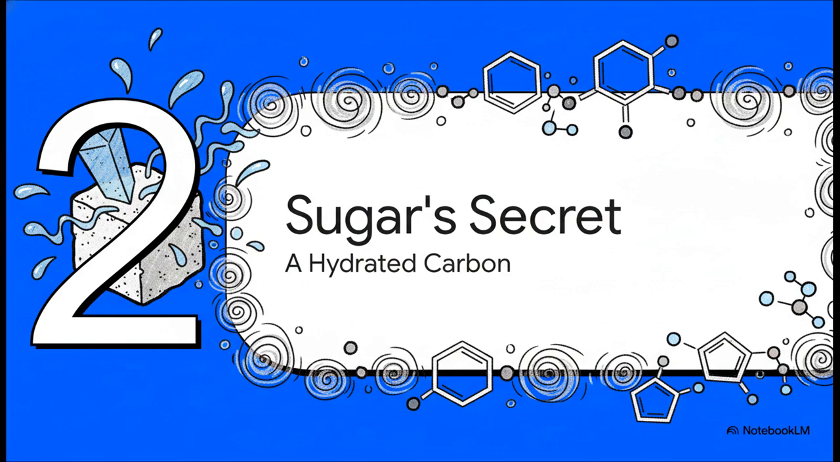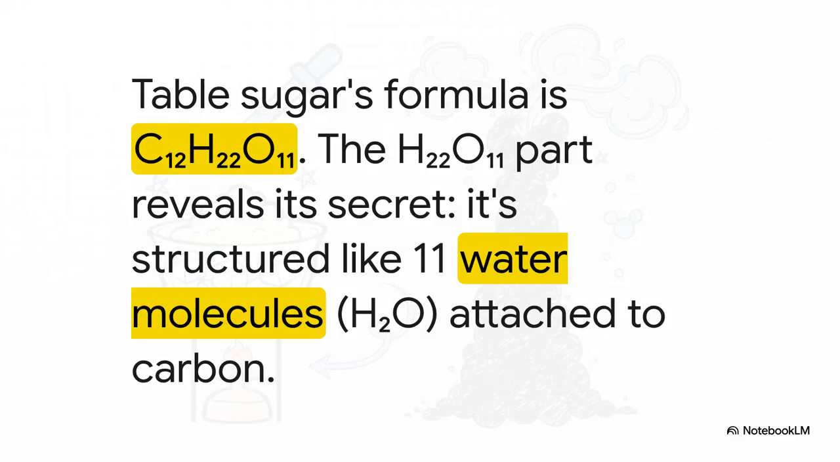And here it is, plain old table sugar. Seems harmless enough, right? But chemically speaking, it's hiding a pretty big secret right in plain sight. Just take a look at its chemical formula. You've got 12 carbon atoms, that's the C12, but then look at the rest, H22O11. Notice anything about that ratio? The hydrogen to oxygen atoms, it's 2-to-1. That is the exact same ratio as a molecule of water, H2O.